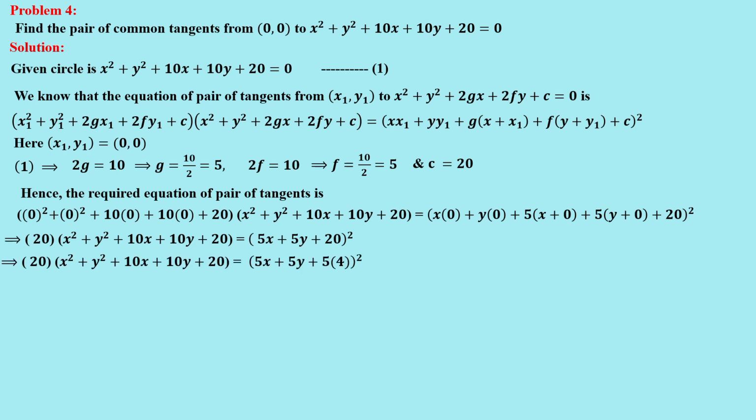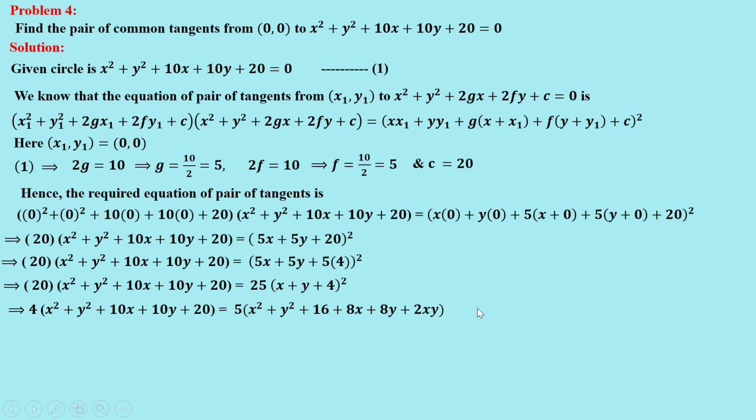So left hand side as it is, and the right hand side you can write 5x + 5y + 20 as 5 into (x + y + 4) the whole square. Taking 5 outside, 5 square, that is 25, into (x + y + 4) the whole square. So 25 and 20 have 5 in common, so 4 into left hand side.